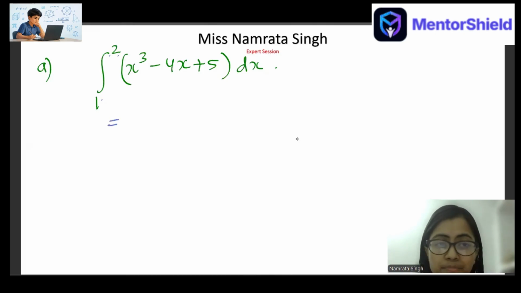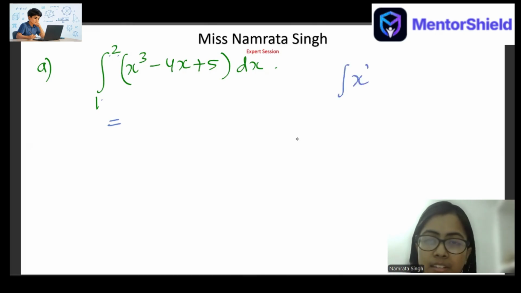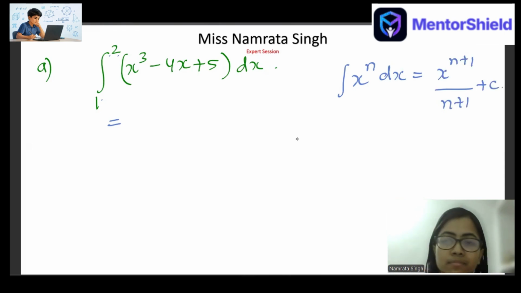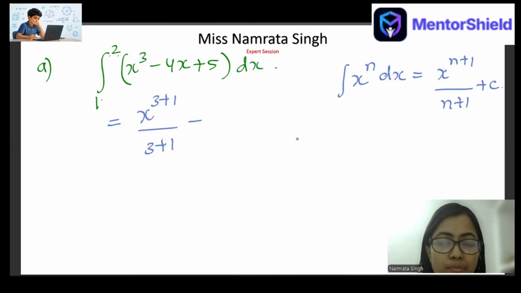So let's begin. Now, you know that if I have an integral like this, the integration of x raised to n dx, it's going to be x raised to n plus 1 divided by n plus 1 plus c. So we are going to use the same thing here for x raised to 3. How will I write my x raised to 3? I would have to write it like x raised to 3 plus 1 divided by 3 plus 1. Similarly, it goes for minus 4x. Note that x has the power 1 here. So what will this become?